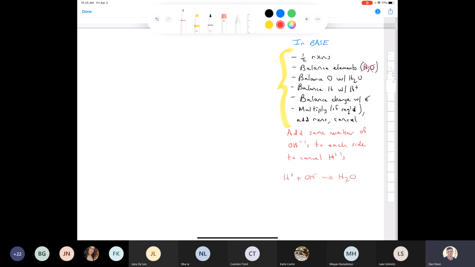And then on the other side, you're going to have hydroxide. If you're not sure what I mean, let's take a look at an example. If you have aluminum plus CrO4 2 minus, which produces aluminum hydroxide plus chromium hydroxide, Cr(OH)4 minus.